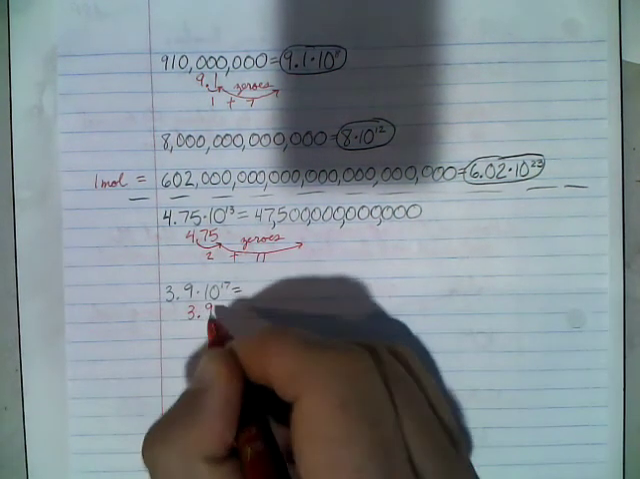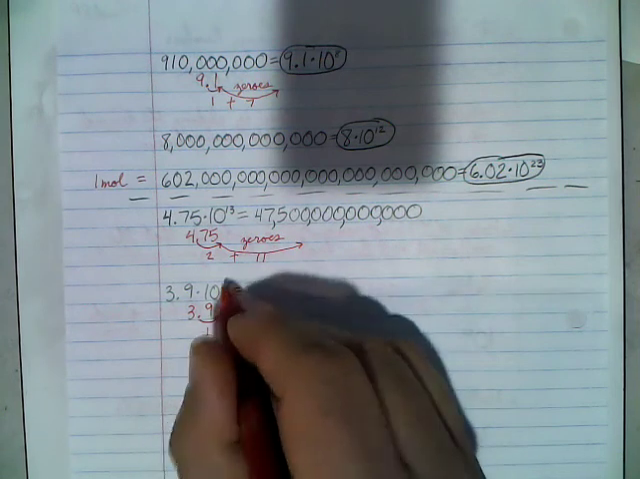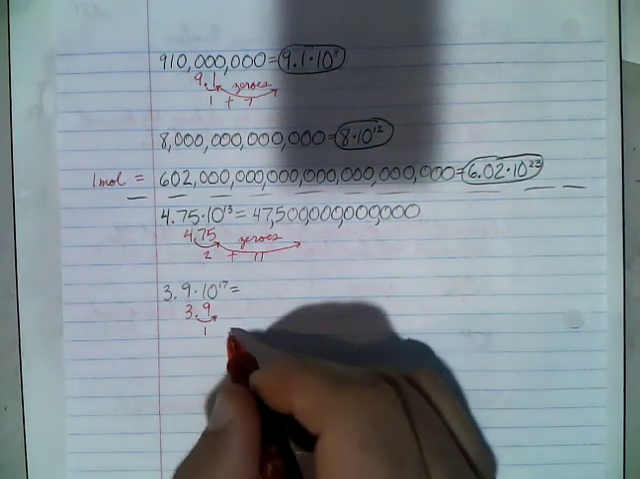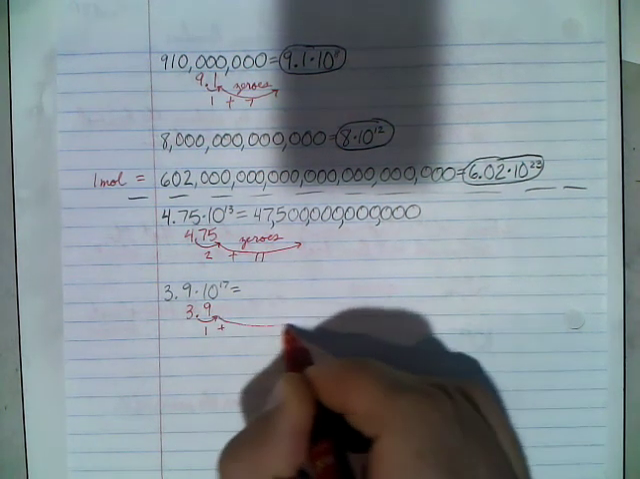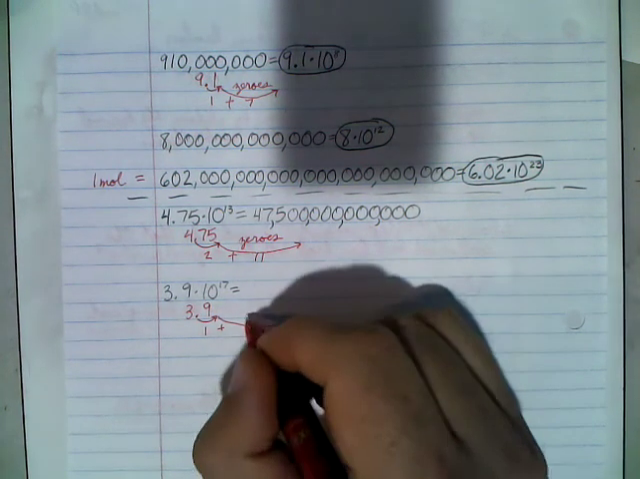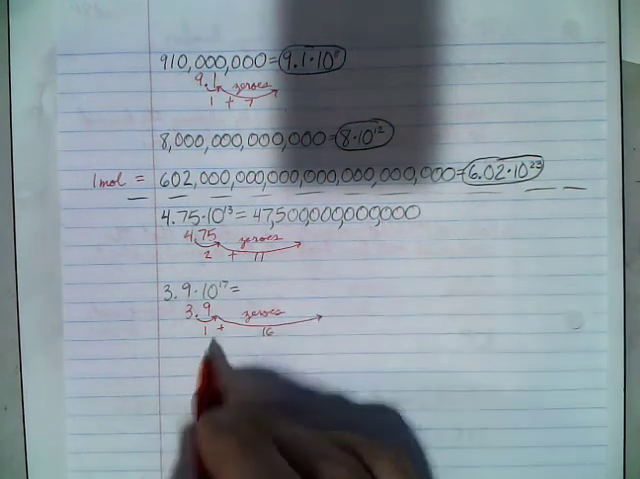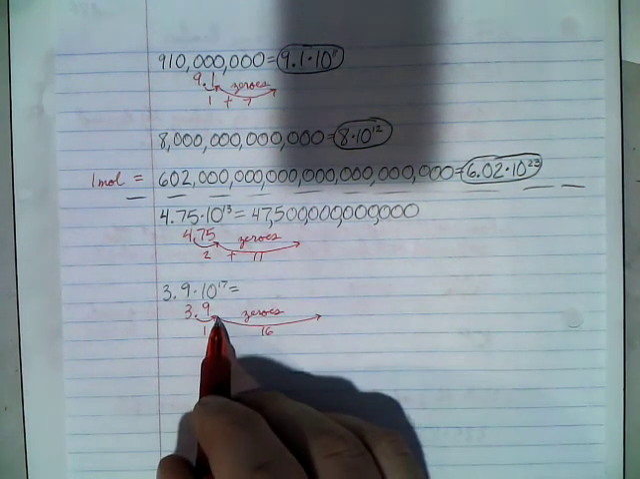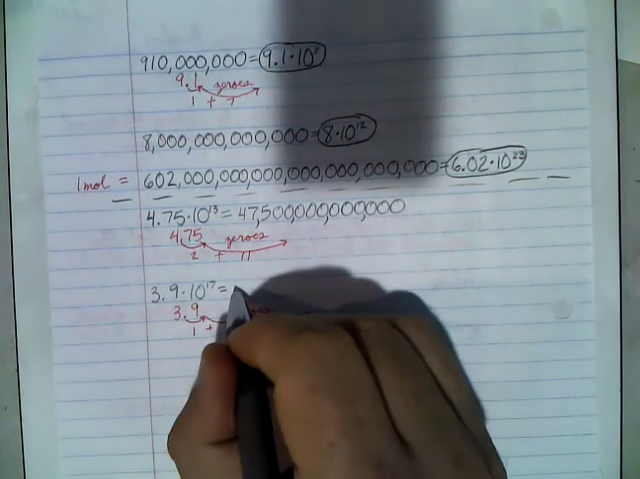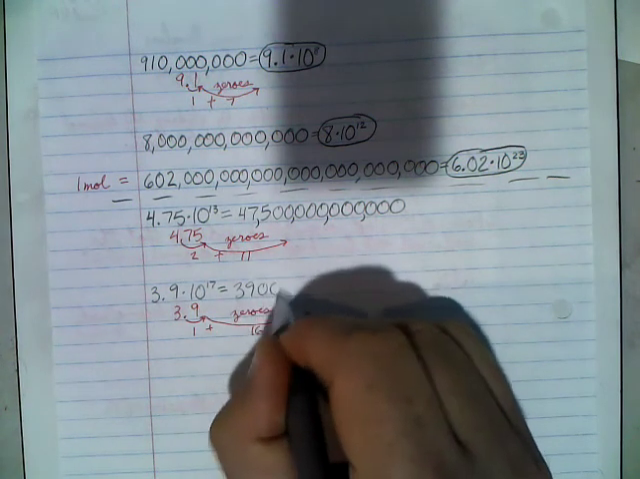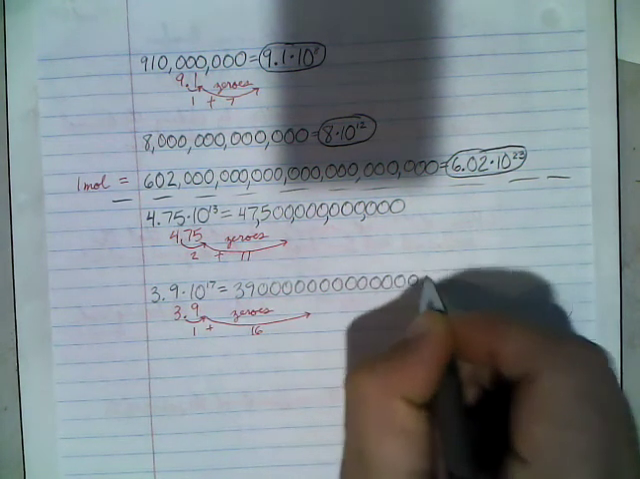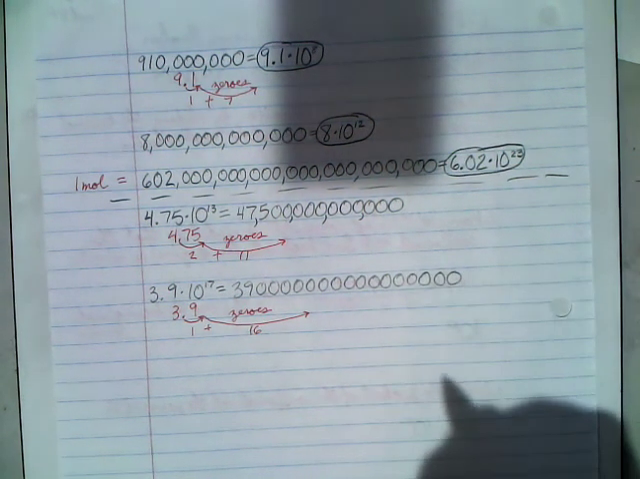So 3.9, it's only going to take one of those 17 tens to get me to the end of my coefficient, which means I have 16 more to total up to that 17. So one of them will get used just to get to the end of the 3.9, and then 16 more will turn into zeros. So 3, 9, followed by 1, 2, 3, 4, 5, 6, 7, 8, 9, 10, 11, 12, 13, 14, 15, 16 zeros.